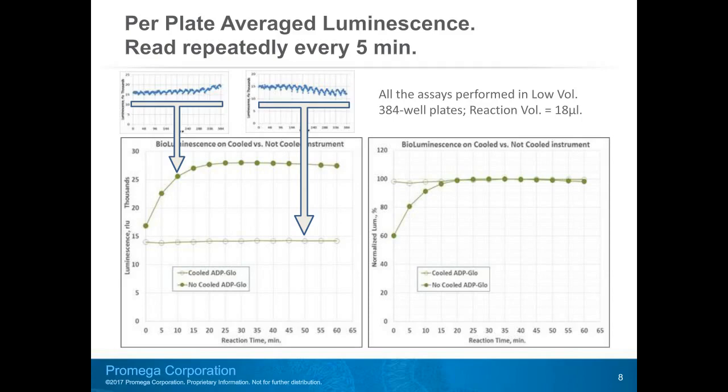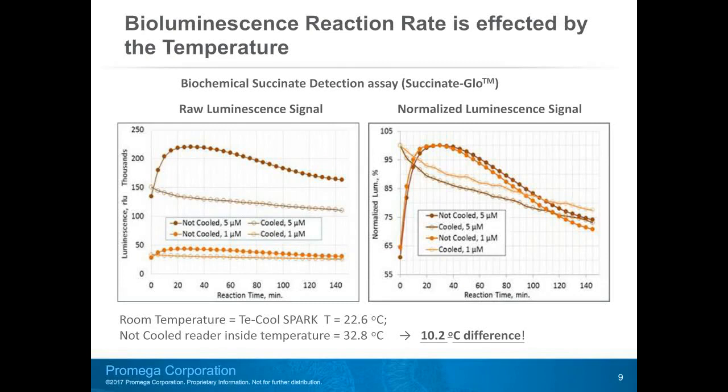Two separate plates were filled with the same reagents and monitored simultaneously in two separate readers. One plate was placed in the T-Cool Spark reader and the other plate in a not actively cooled reader. For each plate, reads were taken every 5 minutes, and the signal across the plate was averaged to generate one data point per read. In this graph, we can see how overall reaction signals change over time in the reader. You will see these types of graphs throughout the presentation. On the left is the raw signal data graph, and on the right is the graph normalized by the maximum signal.